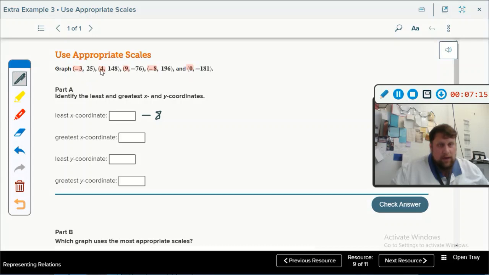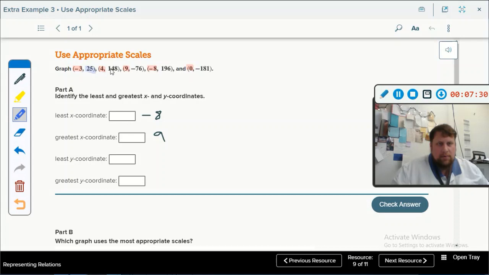Now, what's our greatest x coordinate? Well, it's not negative 3. 4 is greater than negative 3. 9 is greater than 4. 9 is greater than negative 8. And 9 is greater than 0. So our greatest x coordinate is 9. Does everybody see that? Now, let's go ahead and talk about our y coordinates.